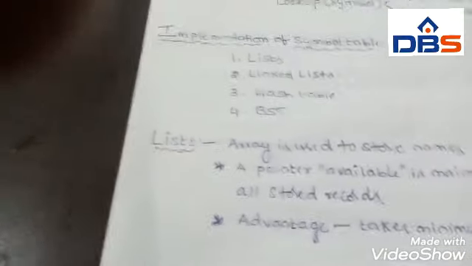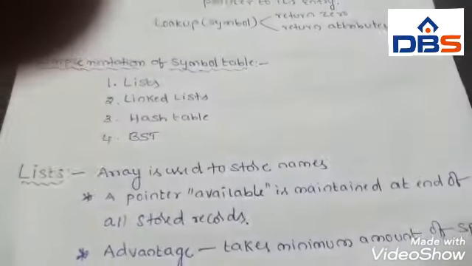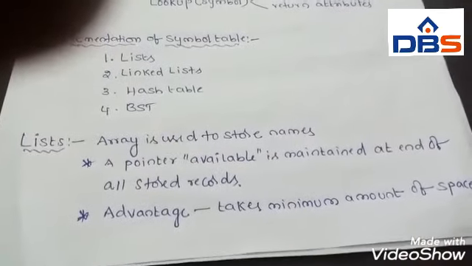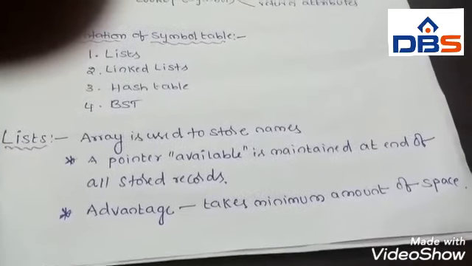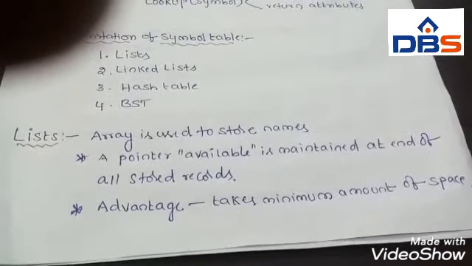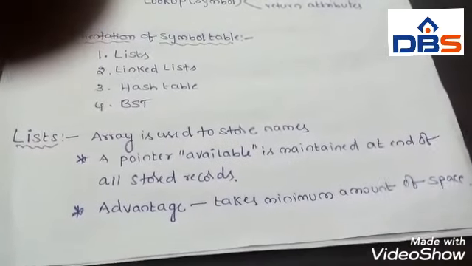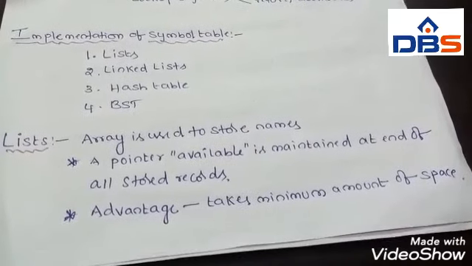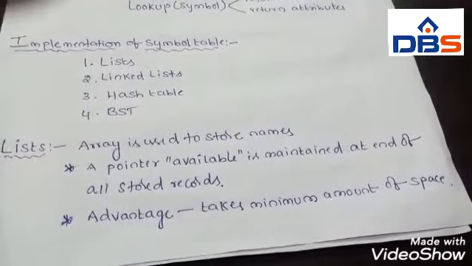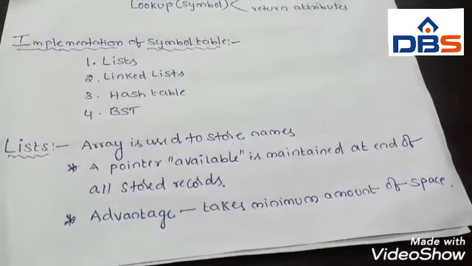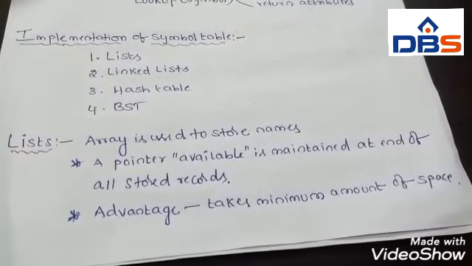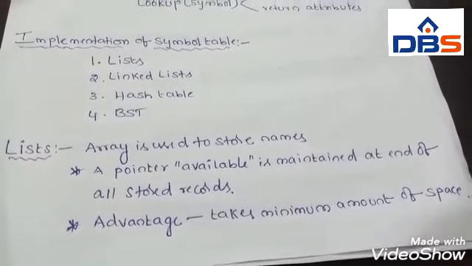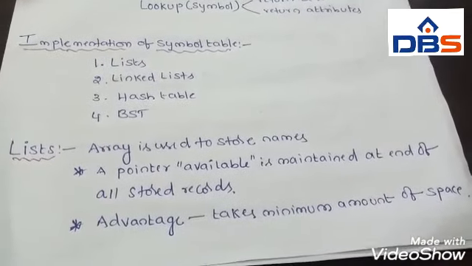So what is a list? In this method, an array is used to store names and associated information. A pointer called available is maintained at the end of all stored records, and new names are added in the order as they arrive. To search for a name, we start from the beginning of the list till the available pointer, and if not found, we get an error called use of undeclared name.